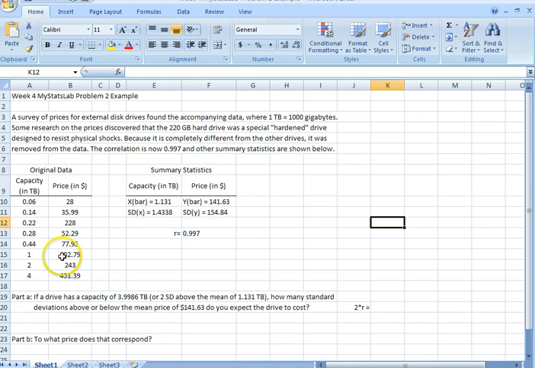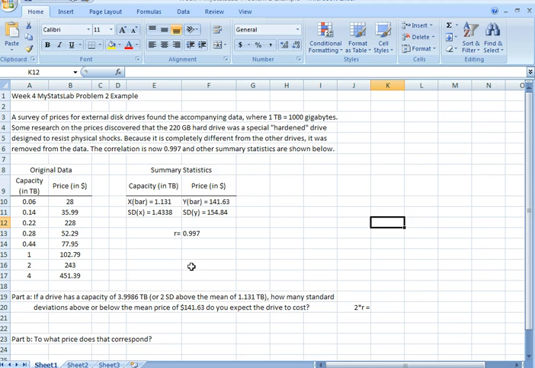So here's our original data. Here's our summary with our capacity in terabytes, a mean of 1.131, a standard deviation of 1.4338. Our price mean is $141.63, with a standard deviation of $154.84, and here is our correlation at 0.997.